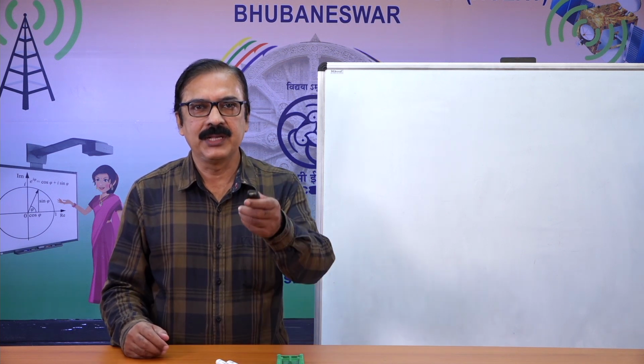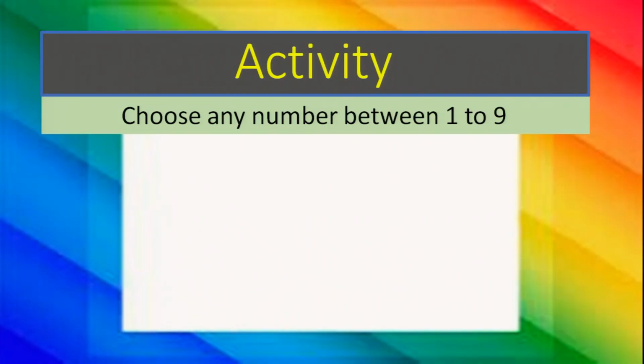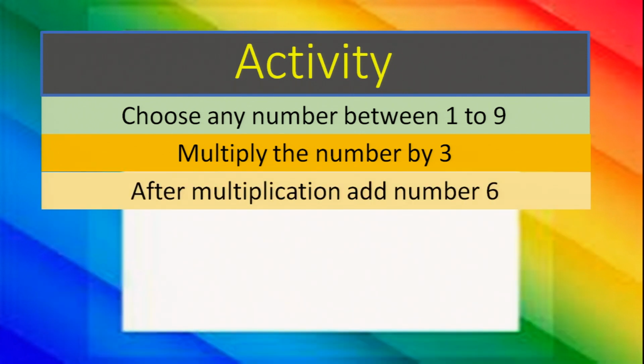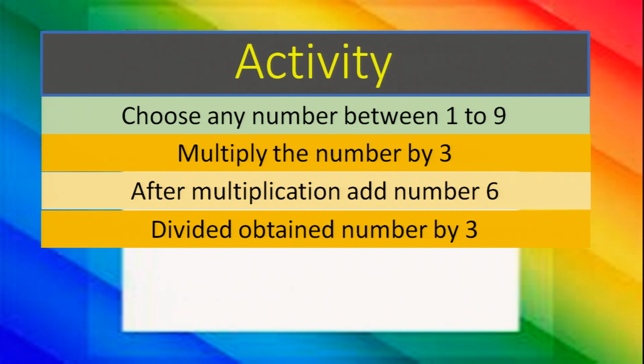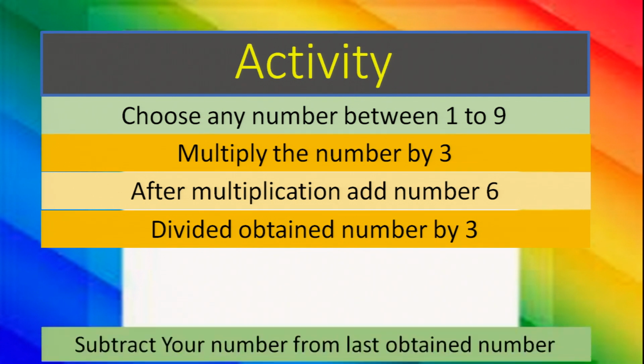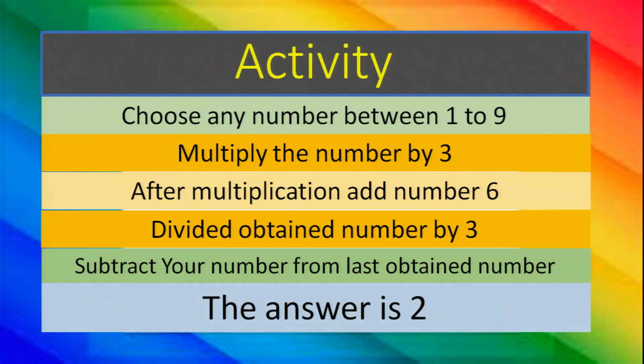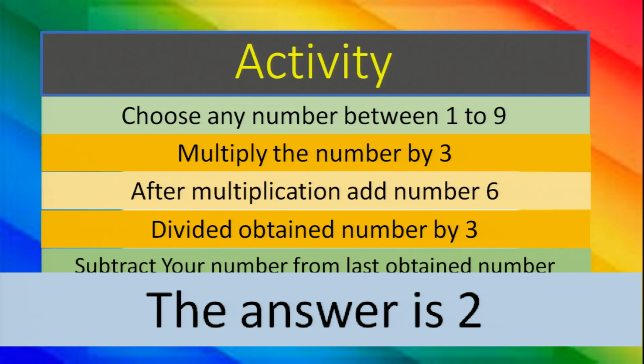Let's perform this activity. Open up your copies and pen. Choose any number between 1 to 9. Then multiply the number by 3. Then whatever you got, add the number 6 with that. Now divide this obtained number by 3. Now subtract the number you chose, the first number, from the obtained number. Now I can guess your answer. Your answer is 2. Is it? So the answer is 2.